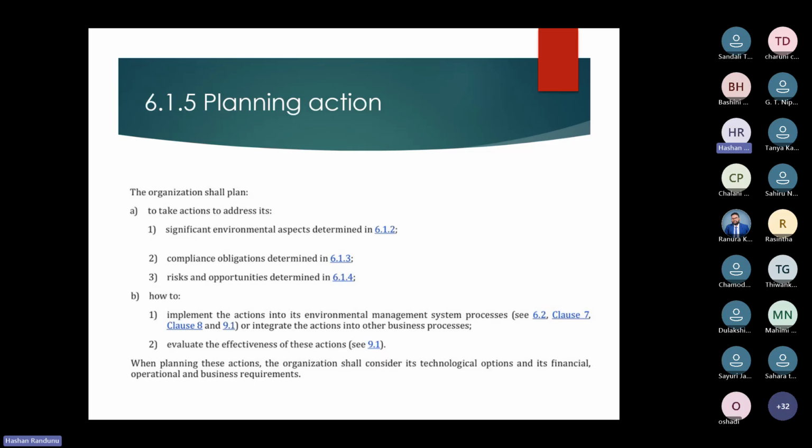So for those actions, we can either have a separate action plan to address those significant environmental aspects, or we can link those actions with other processes, right? You can see under part B, the organization shall plan how to implement the actions into the environmental management system process or integrate the actions into other business processes, right? So you can integrate the actions into other business processes as well. But the outcome should be that you address those significant environmental aspects, right?